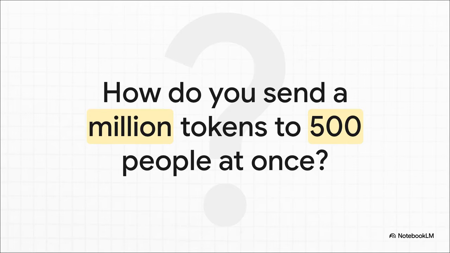So let me just throw this question at you. Imagine your project is taking off. You've got 500 early supporters you need to reward, and you want to send them a total of 1 million tokens. How do you actually do that? I mean, are you going to sit there and manually send 500 different transactions, copy pasting addresses, double checking everything, just hoping you don't make a mistake? That's a total logistical nightmare, and it's exactly the problem we're going to solve today.